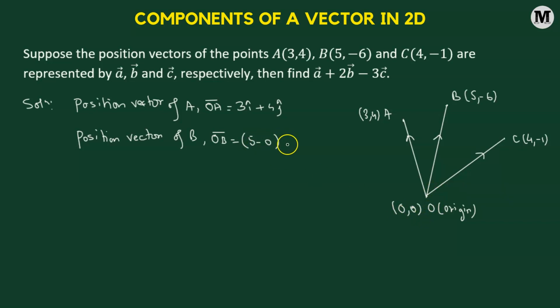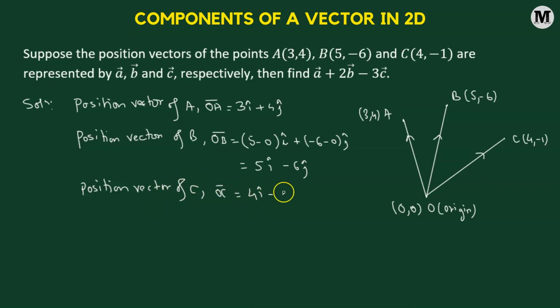So that's 0. We have 5 minus 0, multiplied with i cap, indicating that this is the x component, and then add it to the difference of the y component. So we'll do -6 minus 0 times j cap, and this is going to give us 5 i cap minus 6 j cap. This is how we obtained 3 i cap plus 4 j cap as the position vector of point A. And then finally, we're going to find out the position vector of point C, the OC vector. This is going to be equal to 4 i cap minus j cap.